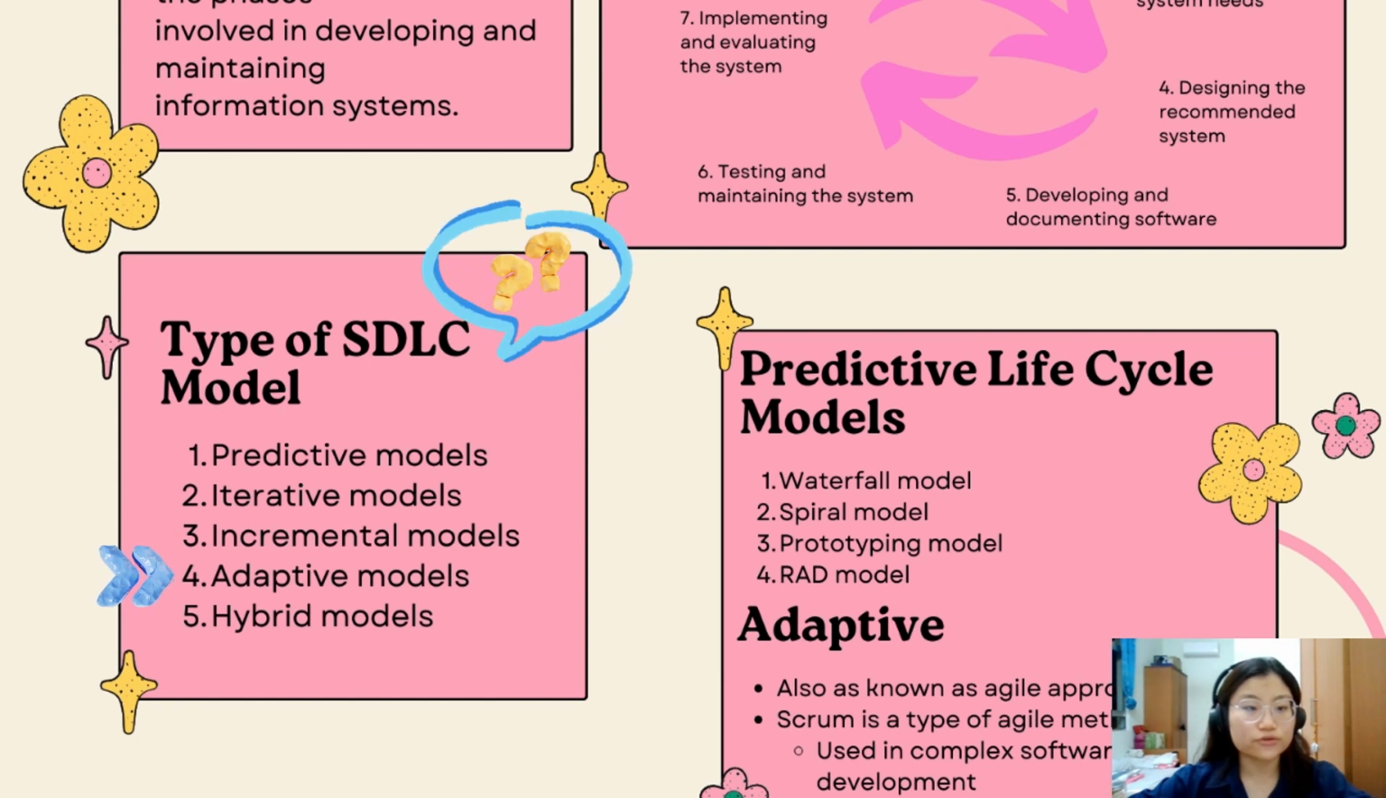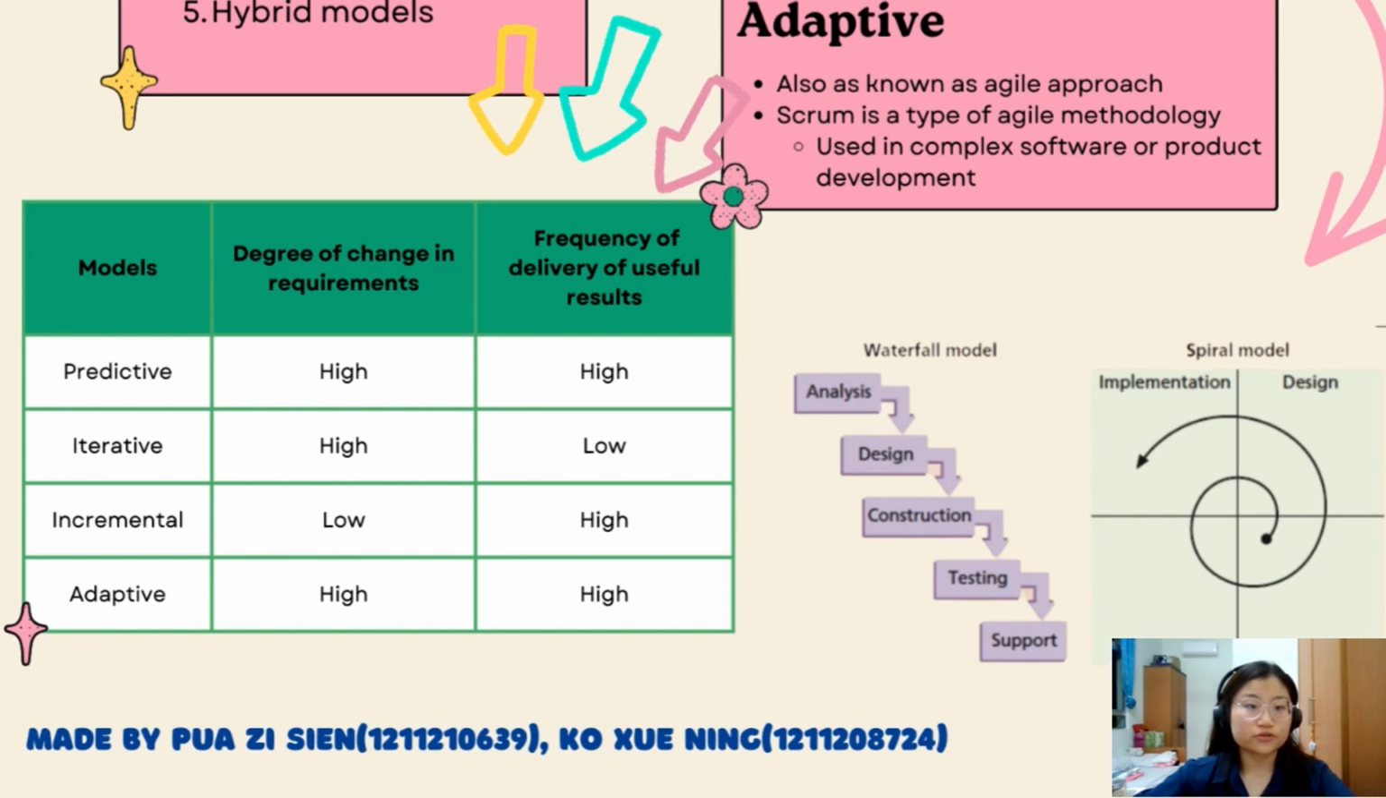For the adaptive model, requirements cannot be clearly expressed, so software is developed using a least structured, feasible approach. This approach works best when there is a high degree of change and a high frequency of delivery. And for the last, the hybrid model is a combination of approaches, used based on the nature of the work. There are 2 important factors in deciding which life cycle to use: the degree of change in requirements and the frequency of delivery of useful results.